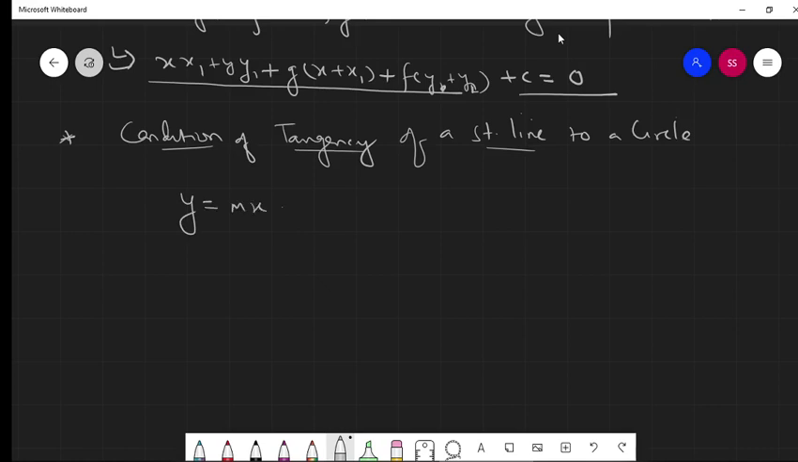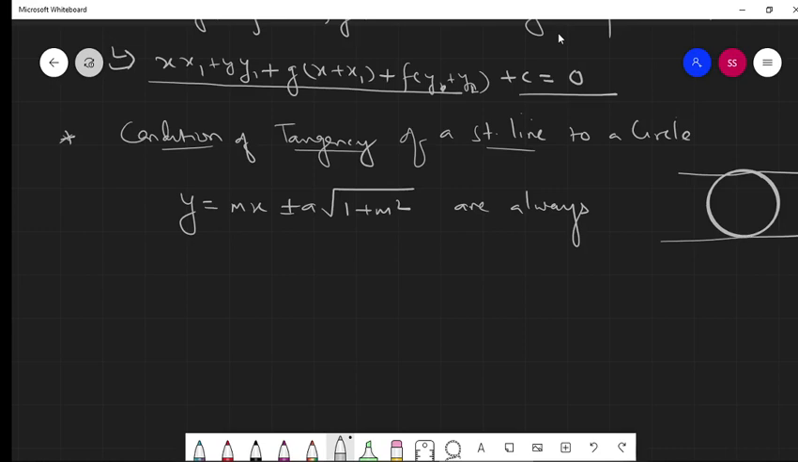y equal to mx plus minus a root under 1 plus m square. Here plus minus means that in a circle one tangent will be this side and another will be that side, so I have written plus minus here. The justification is given. The proving part is included in your book as well. y equal to mx plus minus a root under 1 plus m square is always tangent to the circle x square plus y square equal to a square.